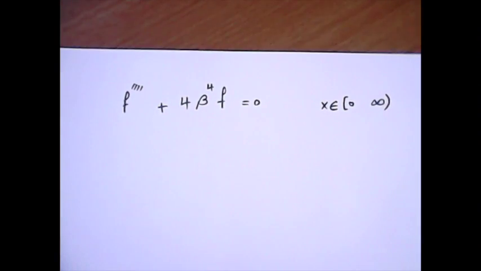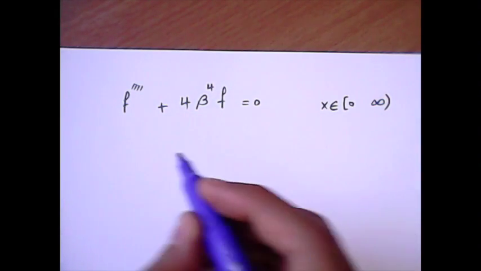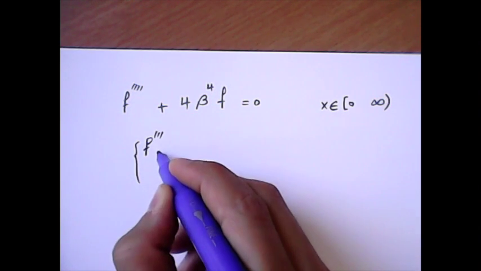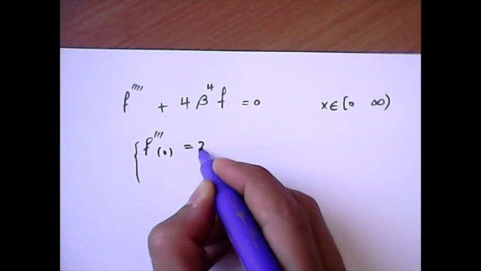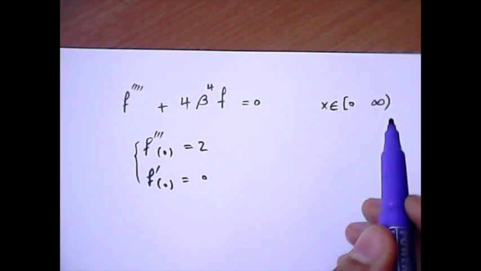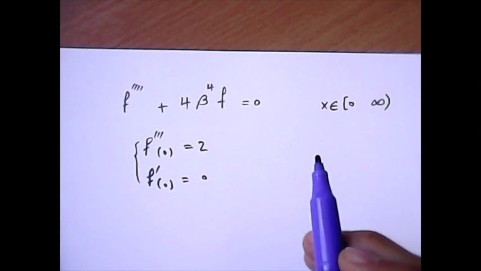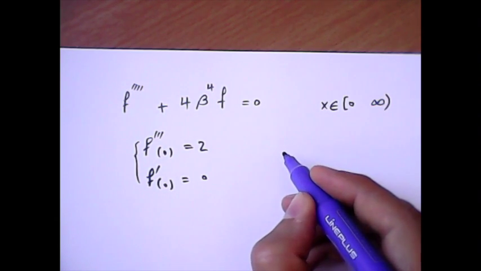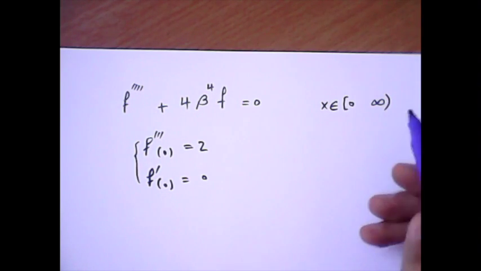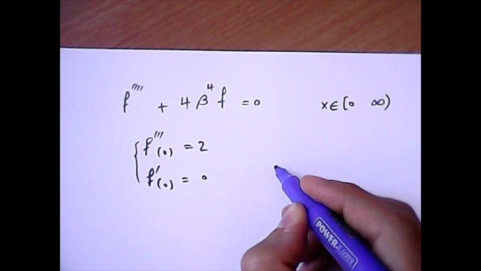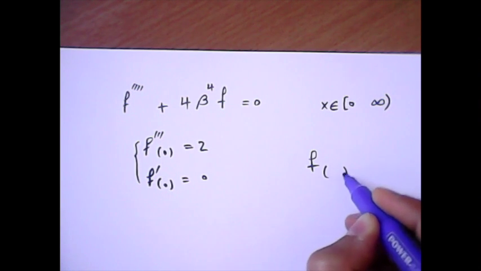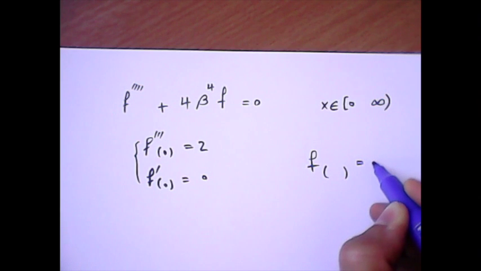Okay. Now let me define the boundary conditions. The boundary conditions are pretty interesting. The first ones are the third derivative of f at 0 equals 2, and the first derivative at 0 equals 0. But we want to have a boundary condition at the other end too. That one is pretty interesting. I would like to say that the value of the function f as we go close to infinity will become 0. So that's how I'll put it in mathematical form. I want to say f as it goes to infinity becomes 0.